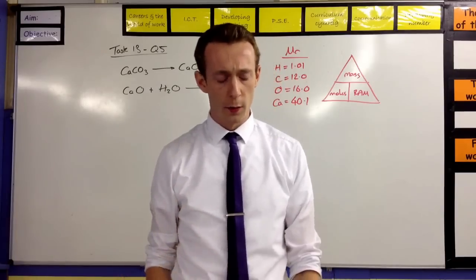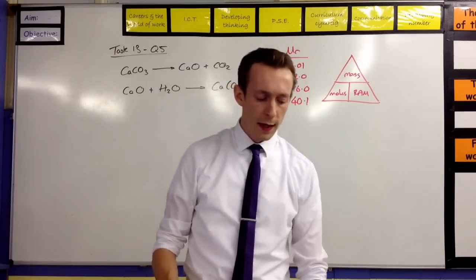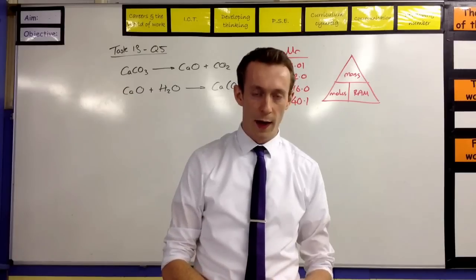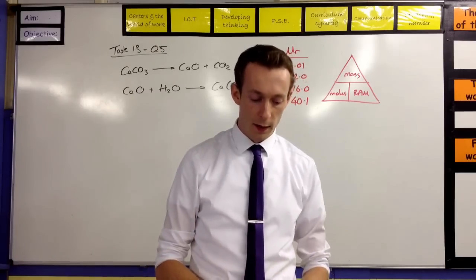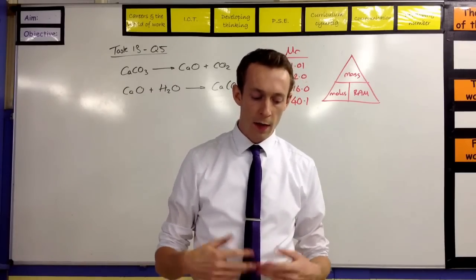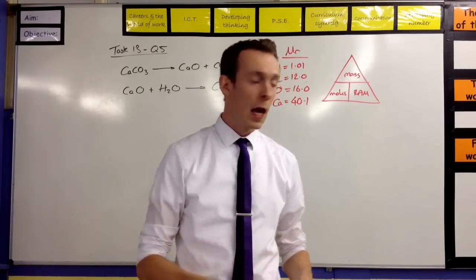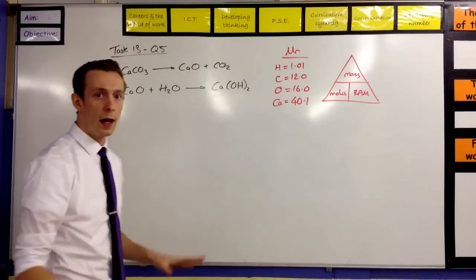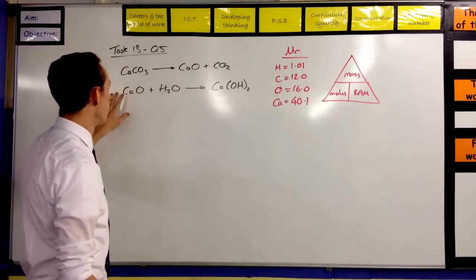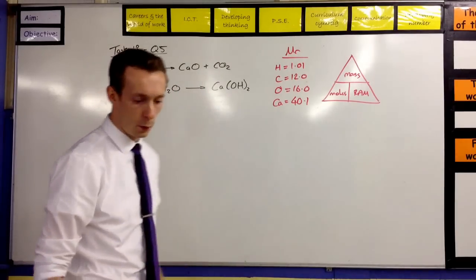This is split into two parts, part A and part B. It says calcium hydroxide is manufactured by heating calcium carbonate strongly to produce calcium oxide, then adding a controlled amount of water to produce calcium hydroxide. And that's what these two equations up here are talking about. This is the first part, and this is the second part, with the calcium oxide reacting with the water.